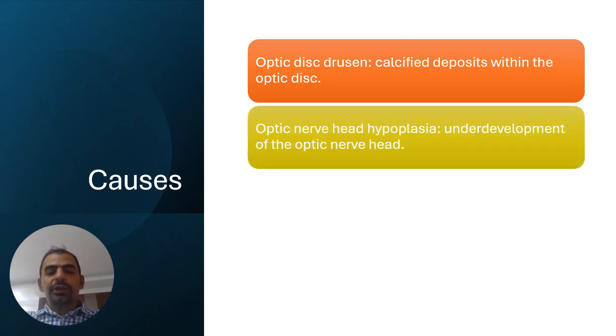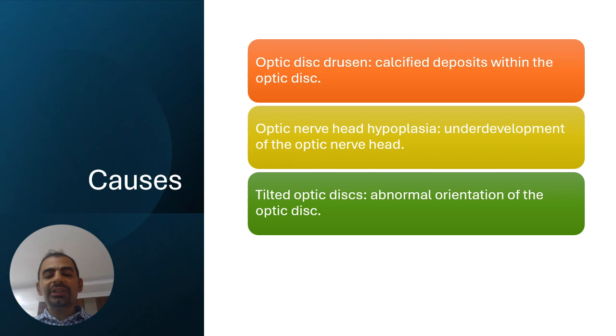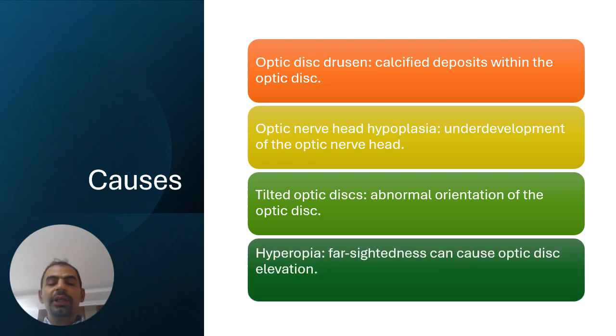The optic nerve head hypoplasia, which is the underdevelopment of the optic nerve head. The tilted optic disc, which is an abnormal orientation of the optic disc. So rather than the optic nerve going directly perpendicular to the globe, it goes obliquely. This is more common in patients with high myopia. In contrast, in patients with high hypermetropia or farsightedness, this can have what we call a crowded disc, giving a false appearance of the optic disc elevation.